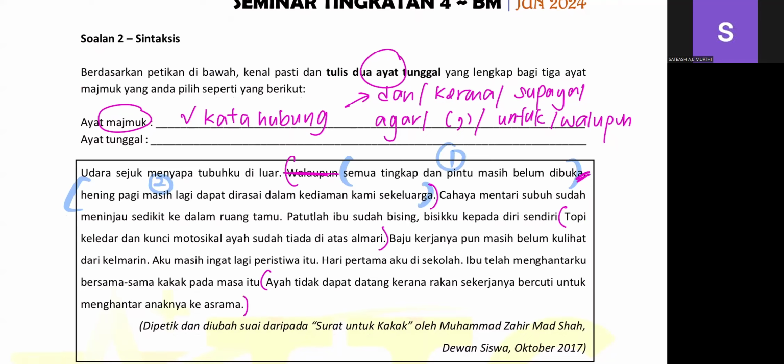Topi keledah dan kunci motosikal, ayah sudah tiada di atas almari. Okay, which one is your kata hubung? To connect the sentence. This one, all is ayat majmuk, done. Yes, correct. But I cannot start with topi keledah. I want to repeat which word to which words for my topi keledah. From which word to which words I need to repeat for my topi keledah.